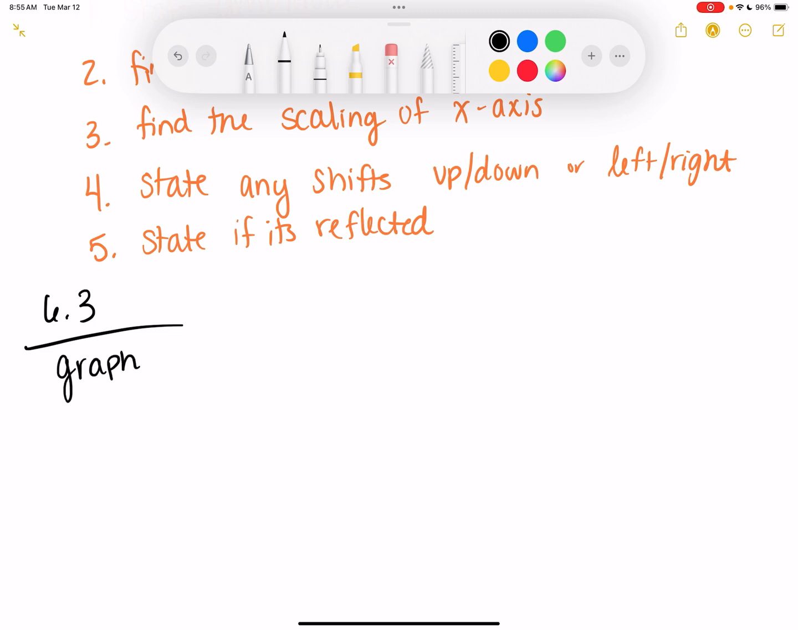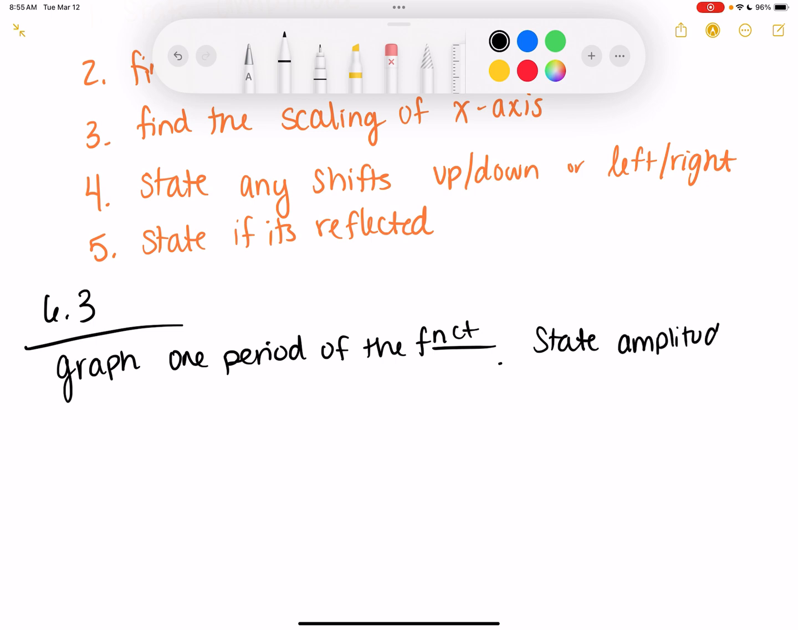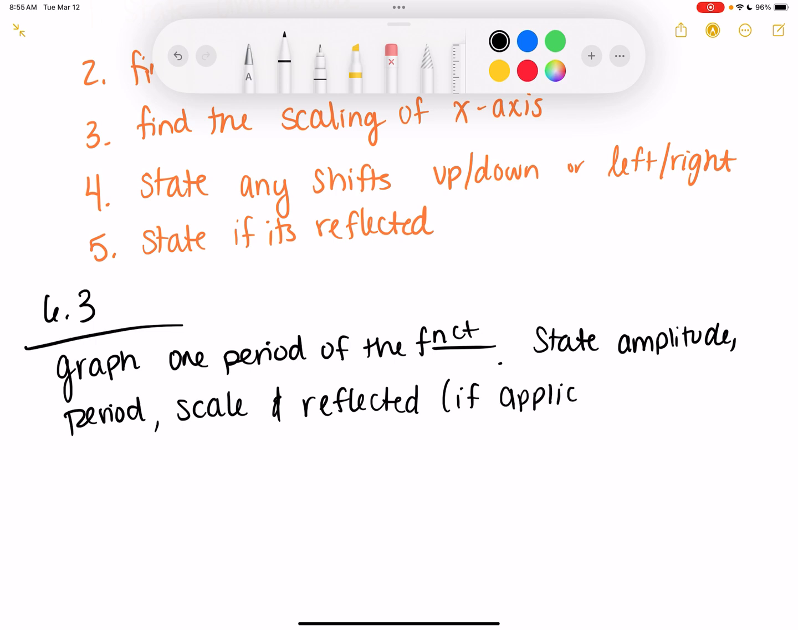Graph 1 period of the function, state amplitude, period, the scale, and reflected if applicable. So this is my modified instructions for problems 23 through 40 on page 601.